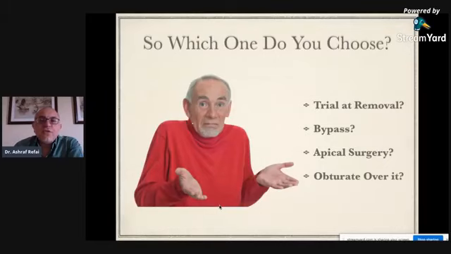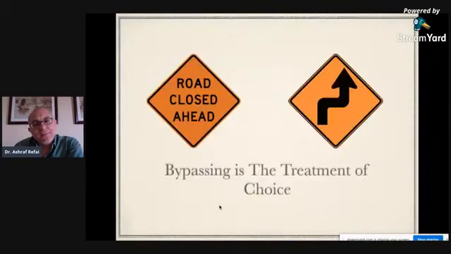So which one do we choose first? Retrieval, bypass, apical surgery, or not, obturate over it? Definitely not. So we have retrieval, bypass and apical surgery. These are the three options which remain when you have an instrument which is separated inside the canal. Now, I always get told bypassing is the treatment of choice. It is the treatment of choice, and for many reasons. And I know it's not generally the most loved treatment of choice for dentists.